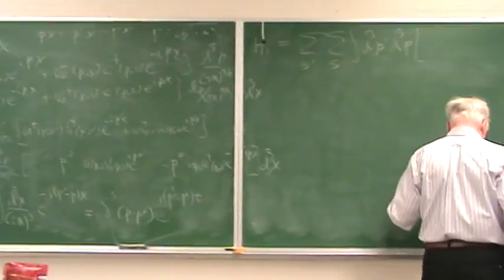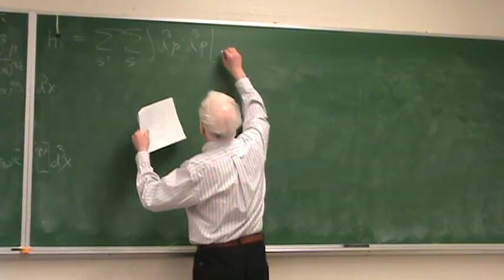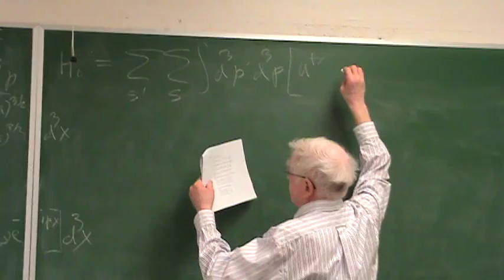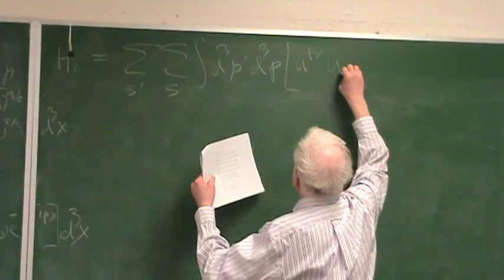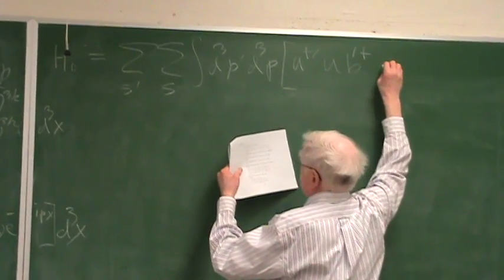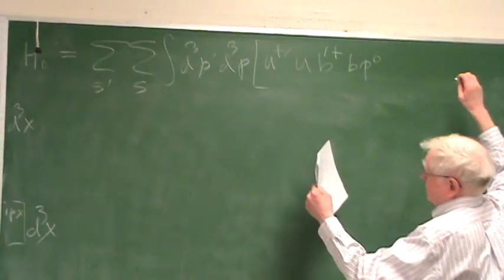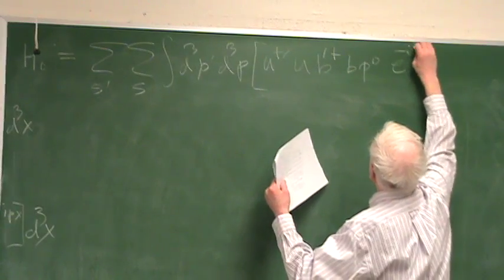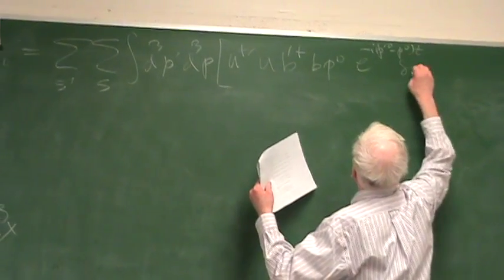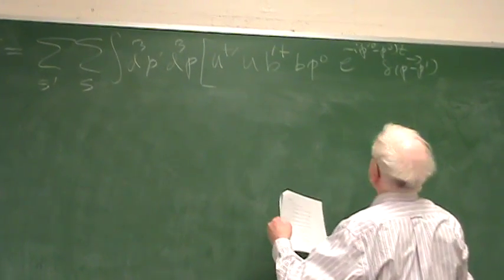And these things come up over here, and so here's what we have left. We have u dagger prime u, b dagger prime b p zero, and then e to the minus i (p prime zero minus p zero) t delta of p minus p prime vector. So that's the first term.